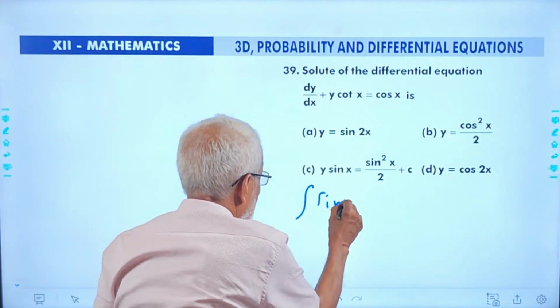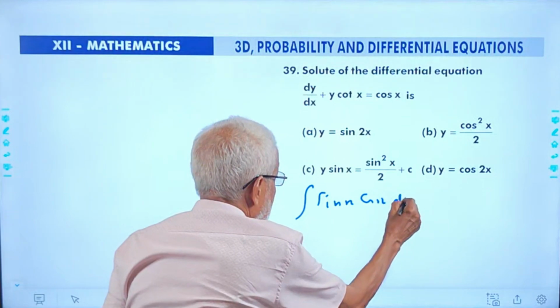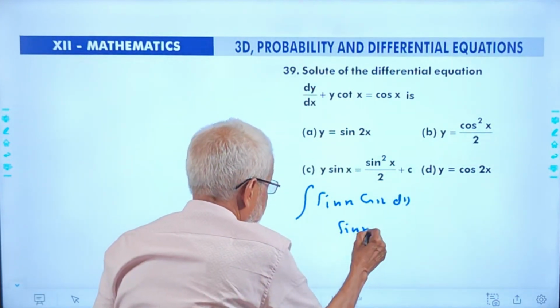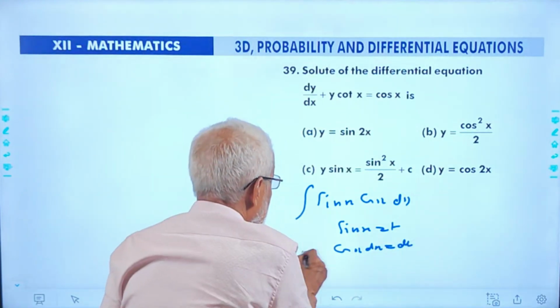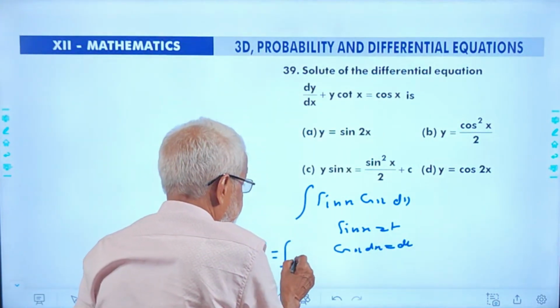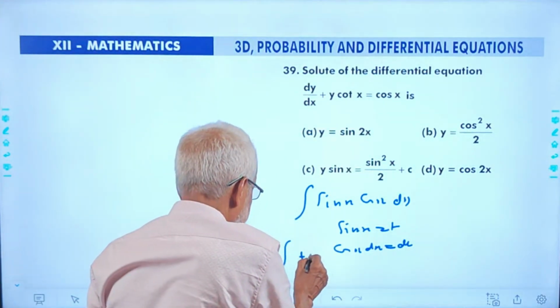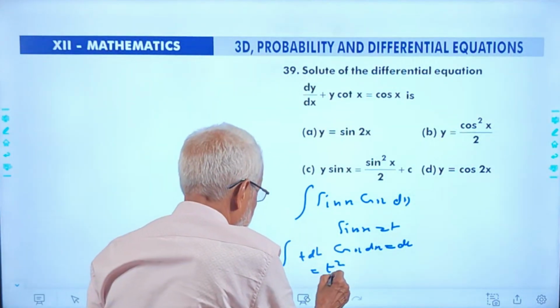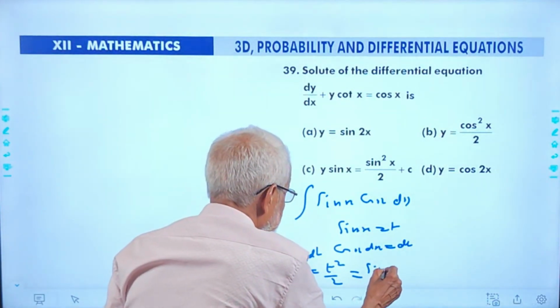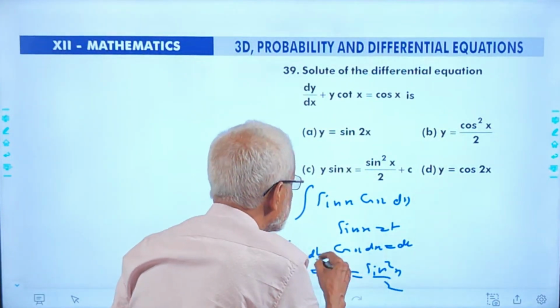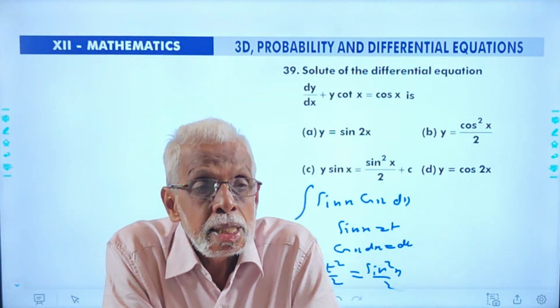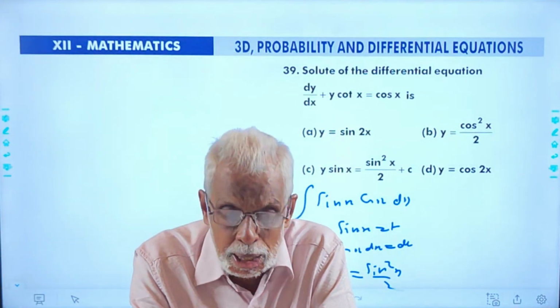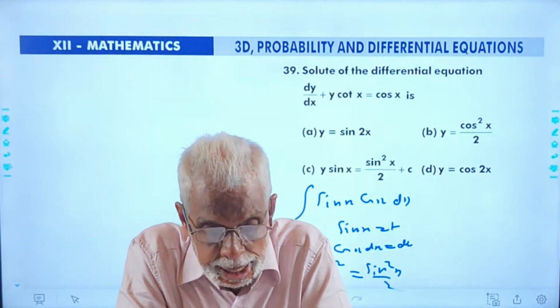Integral sin x into cos x. We can take sin x is equal to t. Therefore cos x dx is equal to dt. Therefore I is equal to integral t dt, which is t square by 2. That is sin square x by 2. Then we get y into sin x is equal to sin square x by 2 plus c. The correct choice is C.